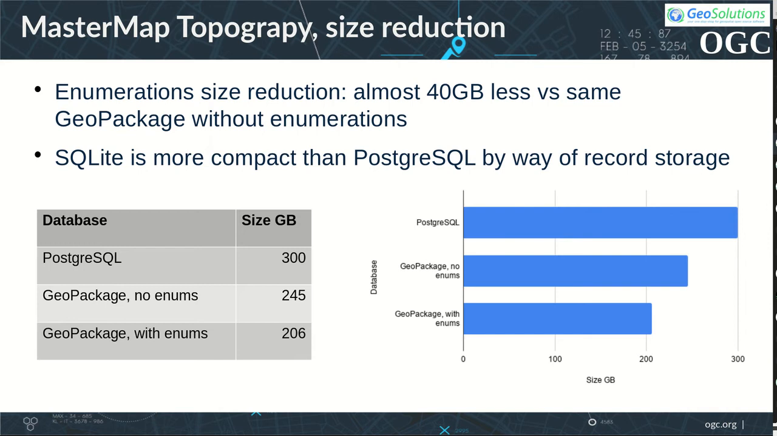It's interesting to see how this leads to size reductions. When converted to GeoPackage, the original database is already reduced down to around 250 GB. This is due to SQLite's more compact disk representation. However, when using enumerations, the size is further reduced, down to around 200 GB.